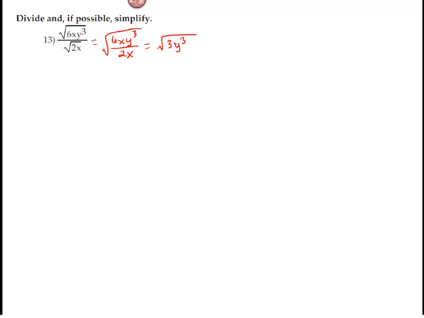Now let me simplify. Well, I can't take the square root of 3 and I can't simplify the square root of 3, but y cubed I can think of as y times y times y. So this is a pair of y's, so y goes on the outside. And then on the inside, the 3 is there, and then there's also a leftover y. So this is y square roots of 3y.